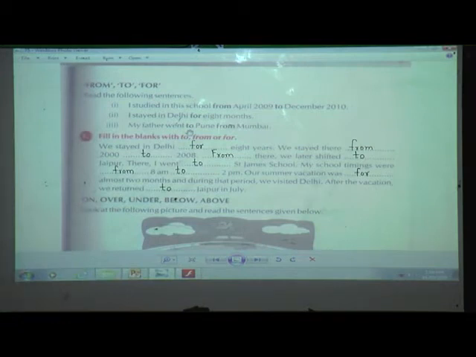And in this way we have finished with our prepositions from, to and for. Whenever a passage is given and you are told to fill in the preposition, you have to fill it in and then read it to check whether it is in a correct form. Now next, done students? Just copy in your book so that I can move forward.